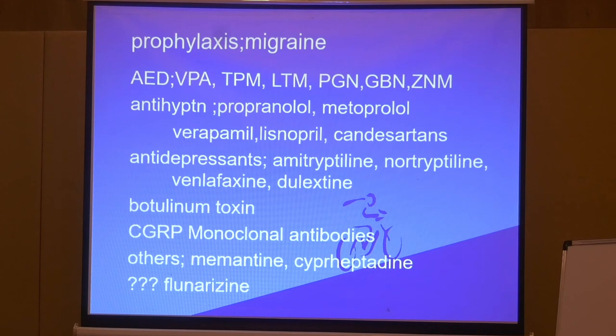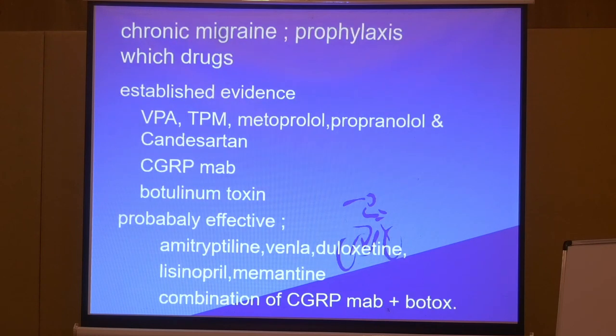Now, there is some evidence for levetiracetam, pregabalin, gabapentin, and zonisamide, but they are not very routinely used for the management of prophylaxis. The other drugs are the beta blockers. The most commonly prescribed are propranolol and metoprolol. If you look at the established evidence, it tells you that valproic acid, topiramate, and propranolol are the first drugs of choice.